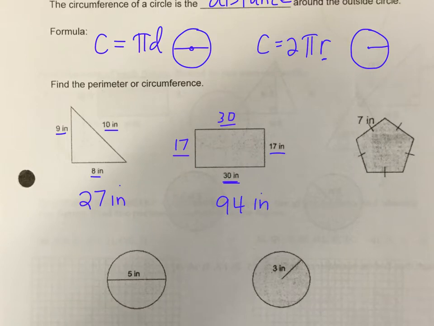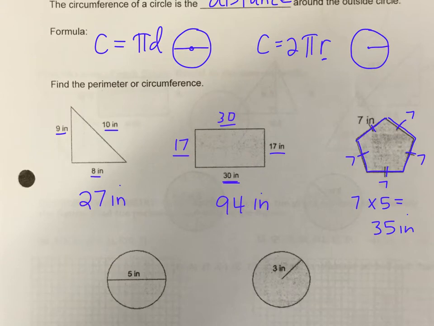To find the perimeter of this pentagon, 5 sides, it only tells me the 7, but the good news is I see these hash marks, and they tell me that all those sides are exactly the same. That means every side is a 7. So I could add 7 plus 7 plus 7 plus 7 plus 7, or I could just say 7 times 5. The perimeter of that pentagon is 35 inches.